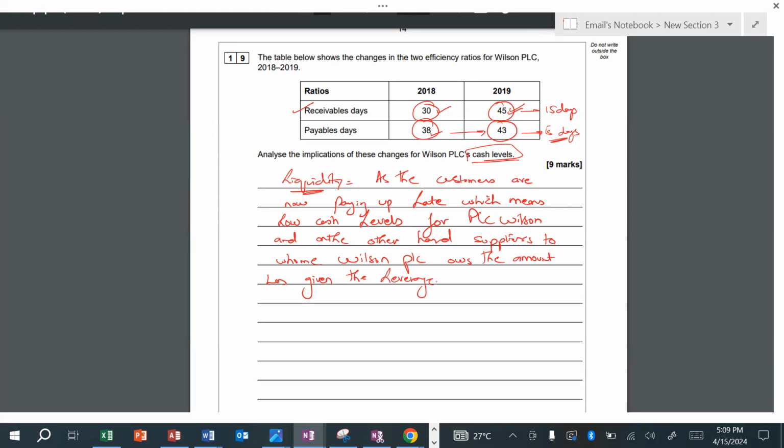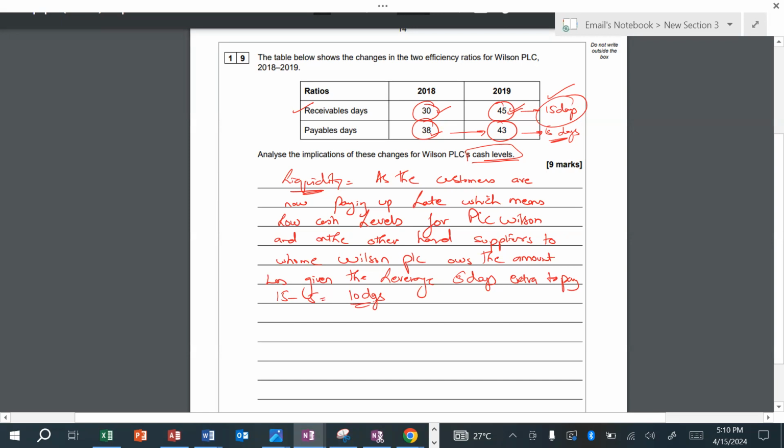Now see, Wilson PLC is in a literal cash problem, because the customers are now delaying their payments by 15 days. They are not going to pay Wilson on time now, which is a very bad indication. Wilson has more time for credit, right? But the suppliers have given him the leverage of only 5 days extra to pay. So that is 15 minus 5, 10 days.